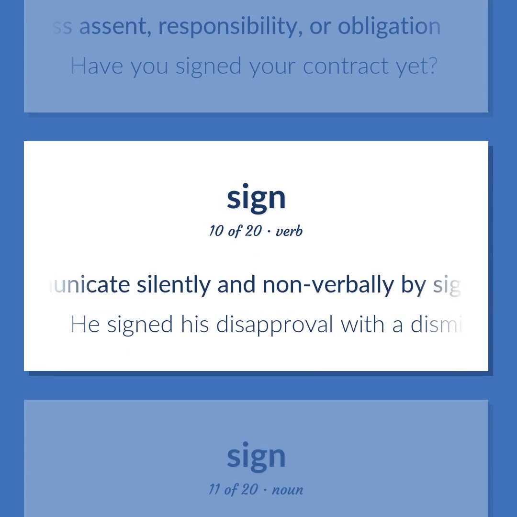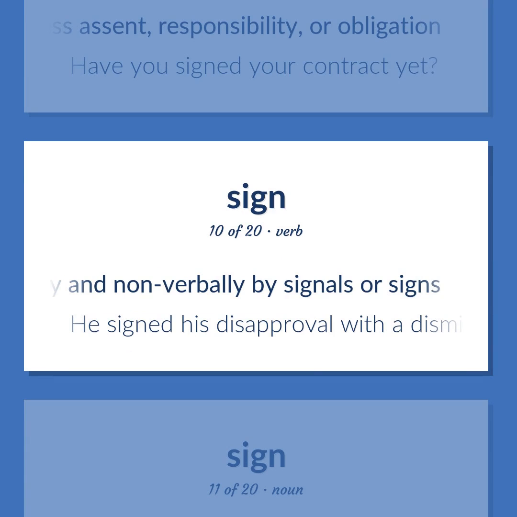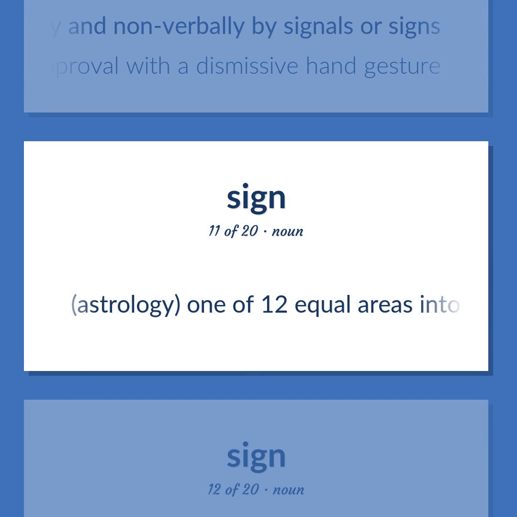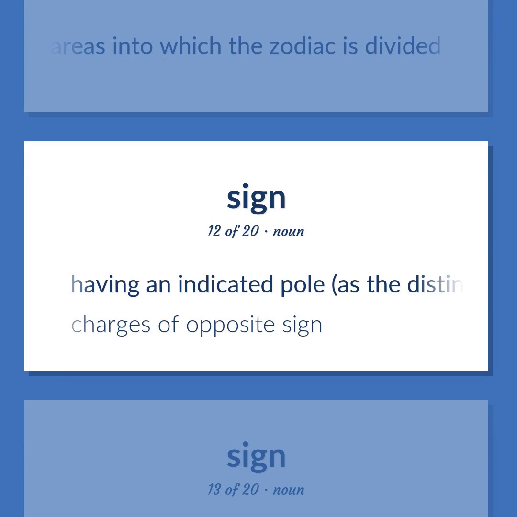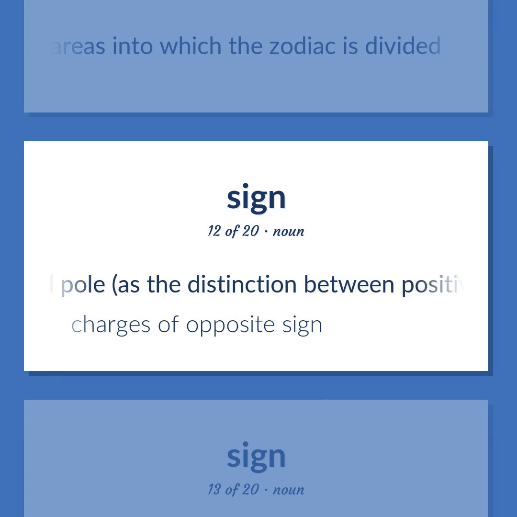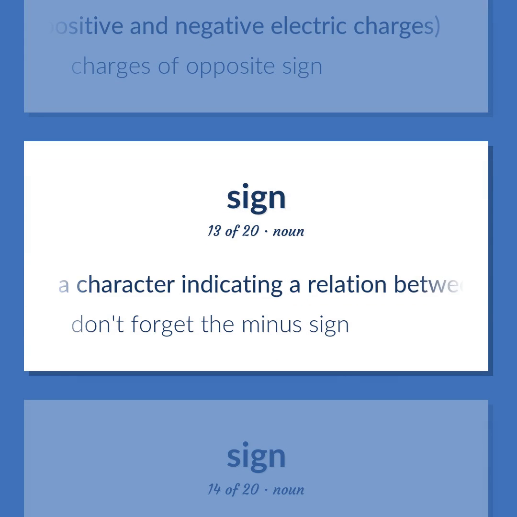Communicate silently and non-verbally by signals or signs. He signed his disapproval with a dismissive hand gesture. Astrology, one of 12 equal areas into which the zodiac is divided. Having an indicated pole, as the distinction between positive and negative electric charges. Charges of opposite sign. A character indicating a relation between quantities. Don't forget the minus sign.